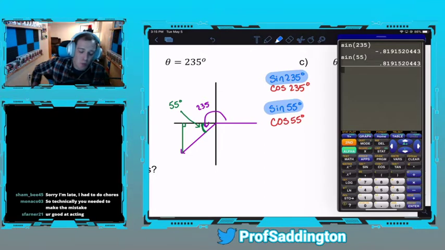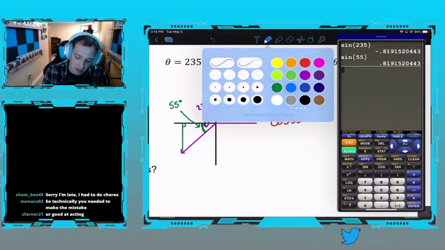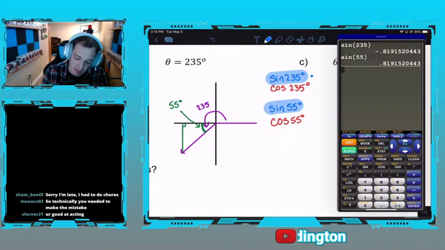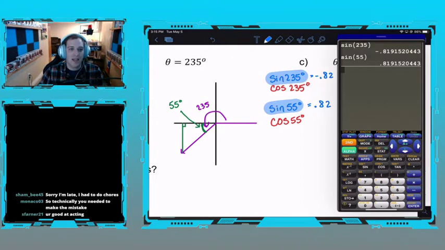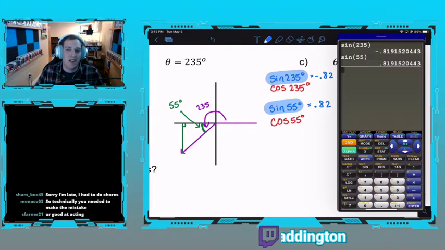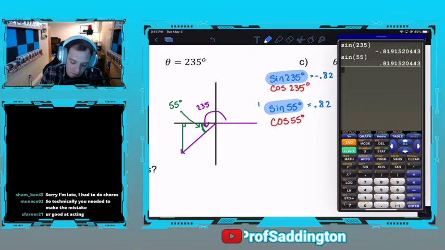Now the question is, why is it doing that? So we said that this was a negative 0.82. And this is a 0.82. The reason why the sign is changing is based on the quadrant those angles would be if you were to graph them. So if I had 55 degrees, 55 degrees would normally be graphed in the first quadrant.